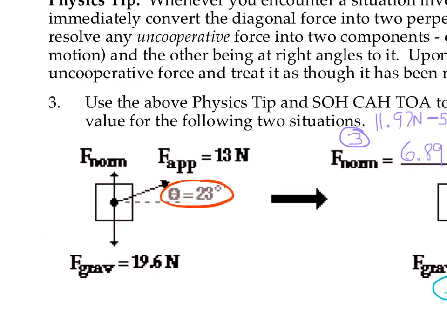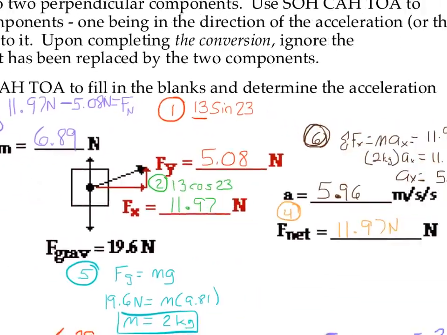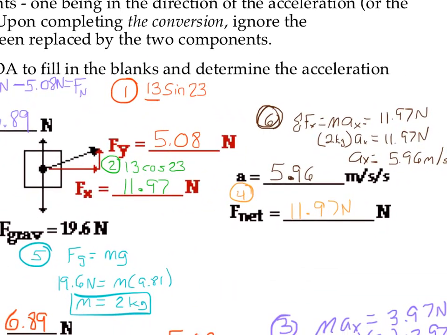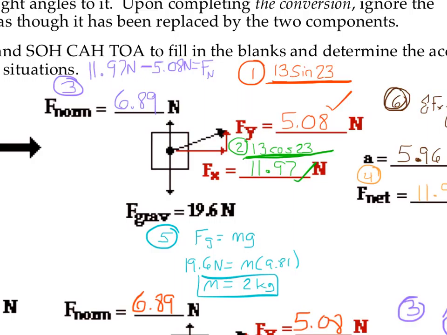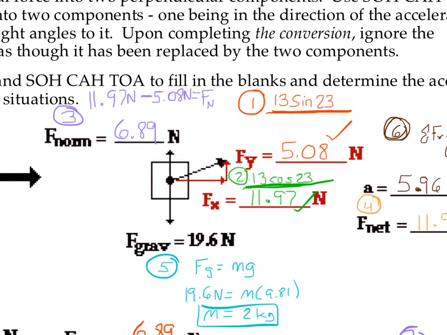We know the angle and the hypotenuse, so we can find its x and y components by simply using 13 sine of 23, which is the hypotenuse, gives us our y component, and 13 cosine of 23 gives us our x component. So we have our x and our y. From then on, we move to our next step, which is finding the normal force. The normal force is the force exerted by the ground.